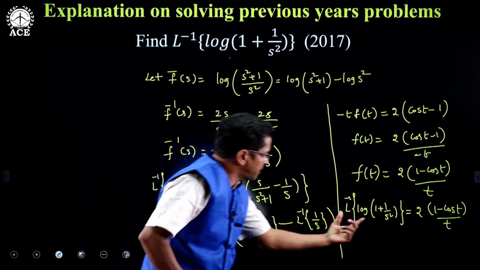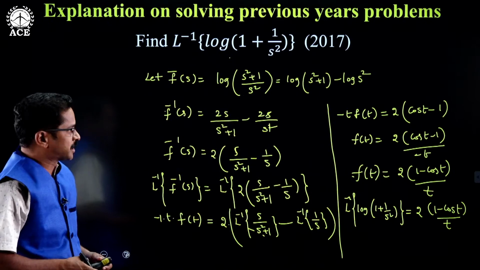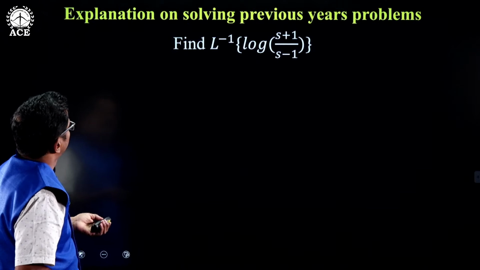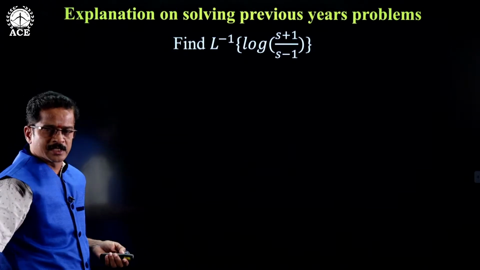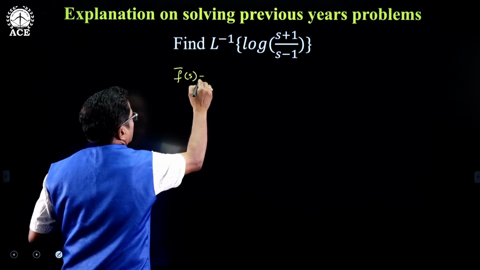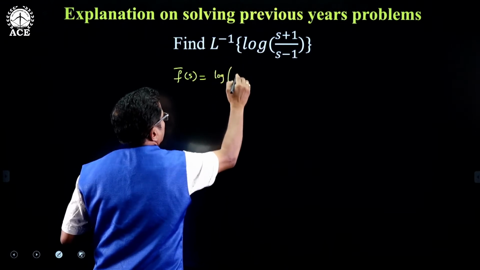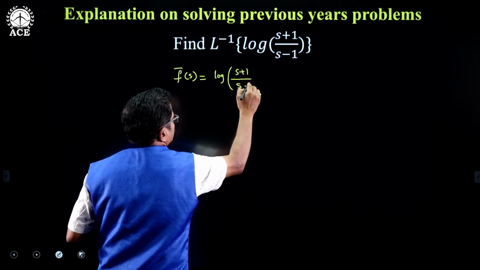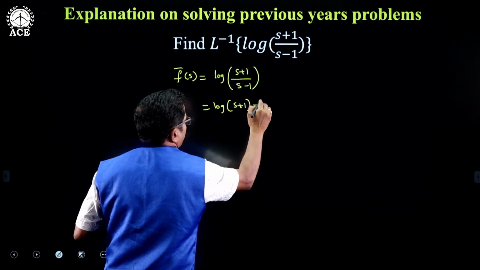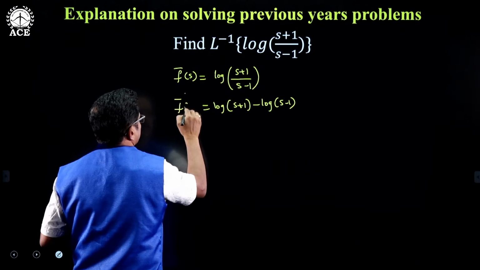This I am taking as f bar of s. L inverse of f bar of s is f of t, so that is 2 into 1 minus cos t by t. Next sum, L inverse of, even this you can do similarly. F bar of s equals log of s plus 1 by s minus 1, which equals log of s plus 1 minus log of s minus 1. This is f bar of s.